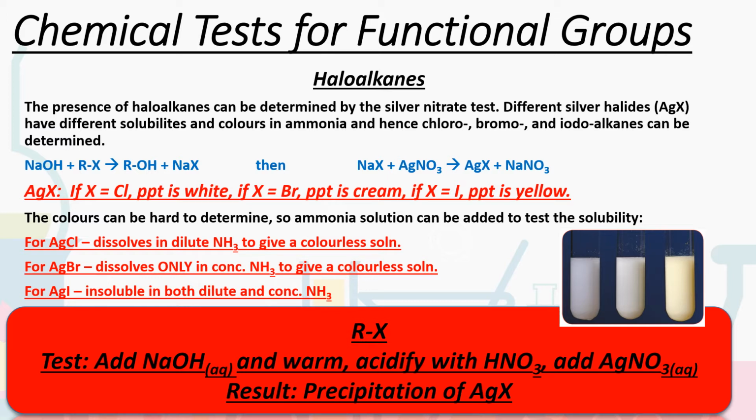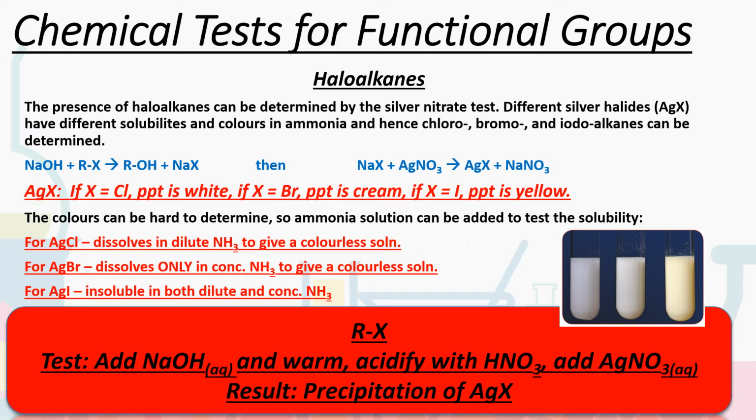Now, the key reason why we add the dilute ammonia first and not just concentrated ammonia straight away is because both the silver chloride and silver bromide will dissolve in concentrated ammonia. So we have to add dilute ammonia first to see if we have silver chloride. If it remains, add concentrated ammonia to see if we have silver bromide. And if that remains, it must be silver iodide.